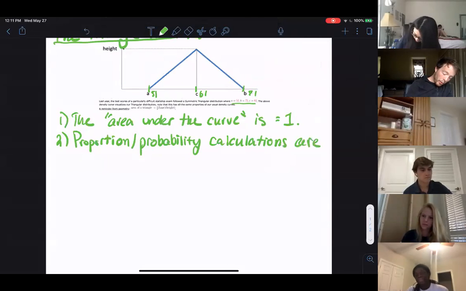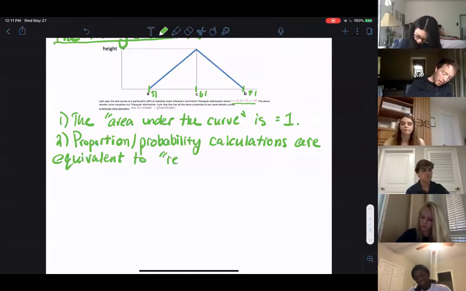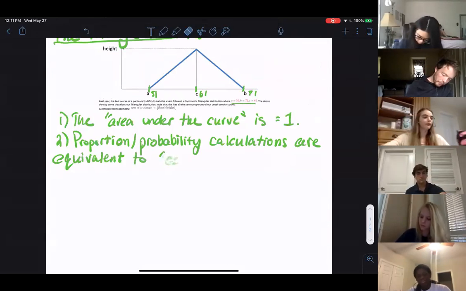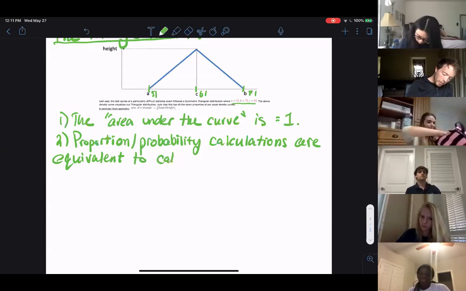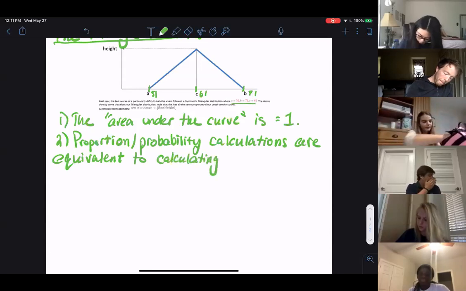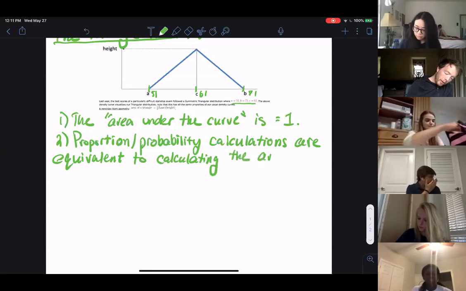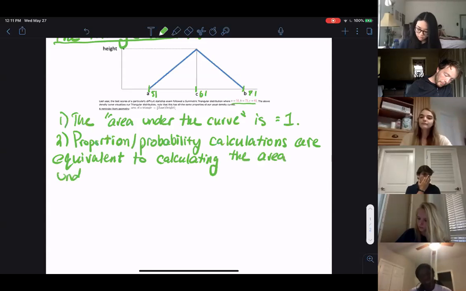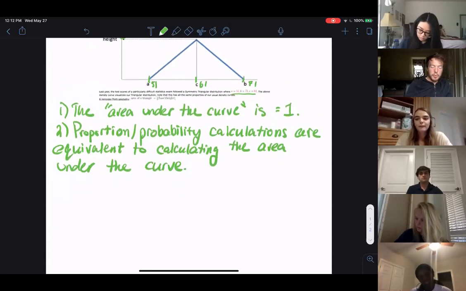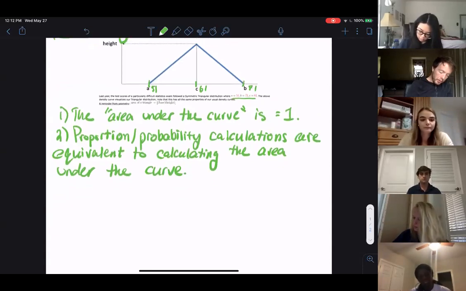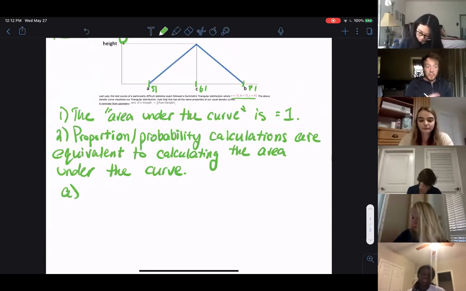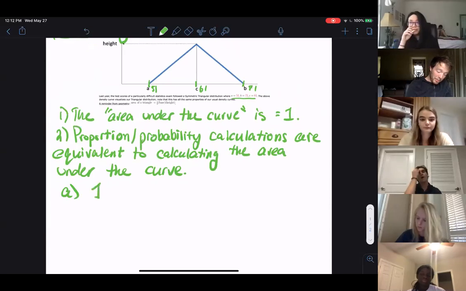The second thing to remember is that proportion and probability calculations are equivalent to calculating the area under the curve. Okay, so these are the two main ideas. So the answer to part A, which was what is the total area under this curve, that actually didn't require any calculations whatsoever. It was just the number 1.